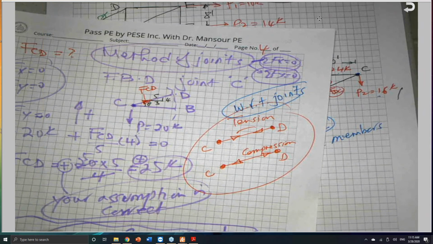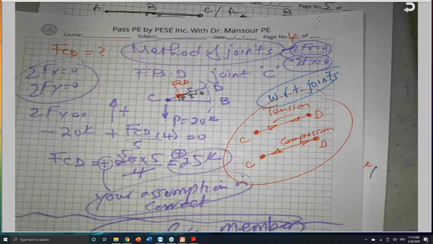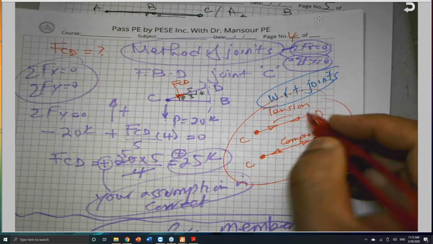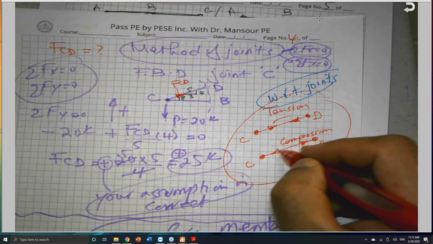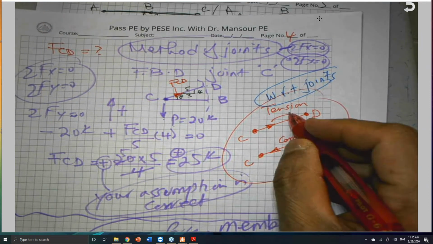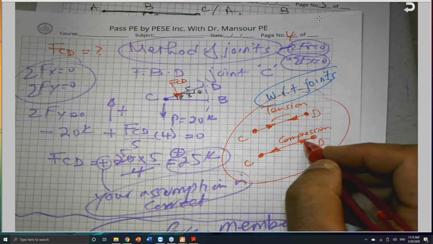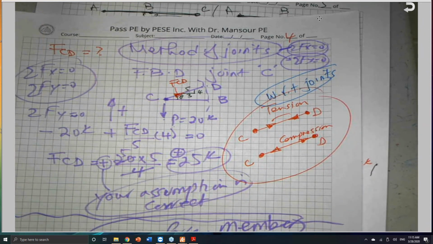There is another definition for tension and compression with respect to members. They are the same. I prefer the joints, but the conclusion will be the same. If the arrows are pulling the joints, we call it tension. If the arrows are pushing the joints, we call it compression. Simple like that. Pulling and pushing.